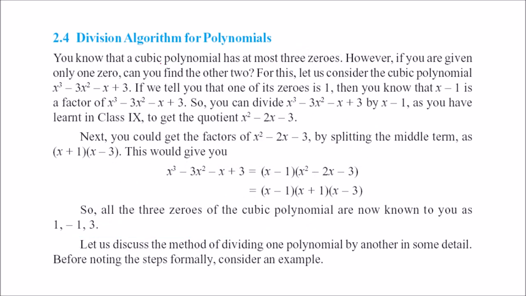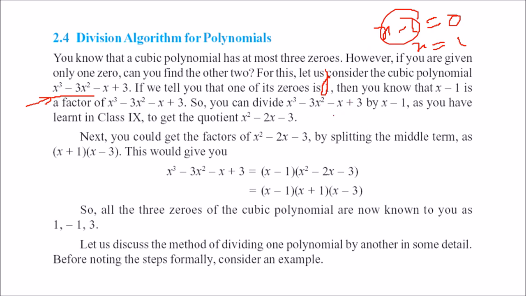How about the division algorithm for polynomials? Let us take this example. If I tell you that this polynomial has one of its zeros as 1, meaning x minus 1 equals 0, that means x equals 1. So 1 is the solution, and x minus 1 is a factor.